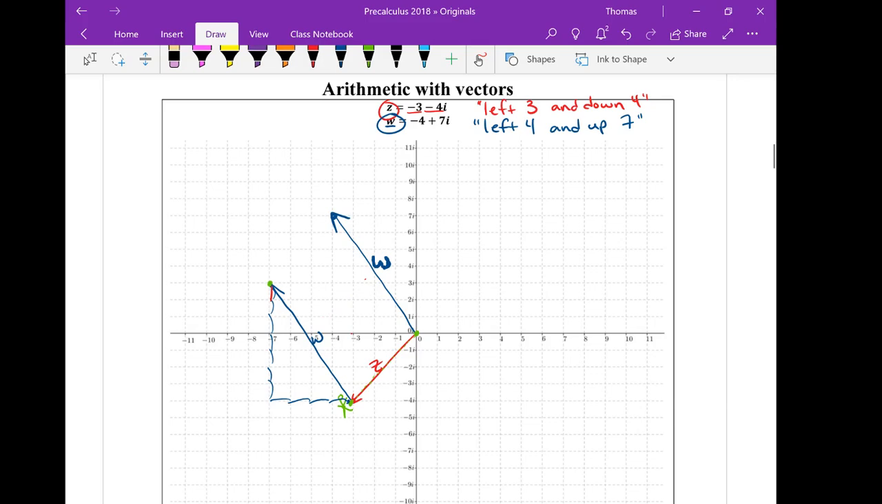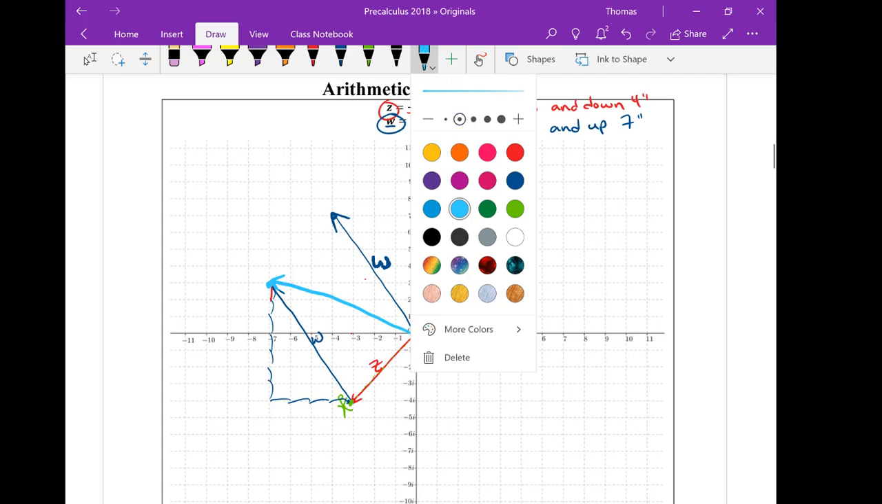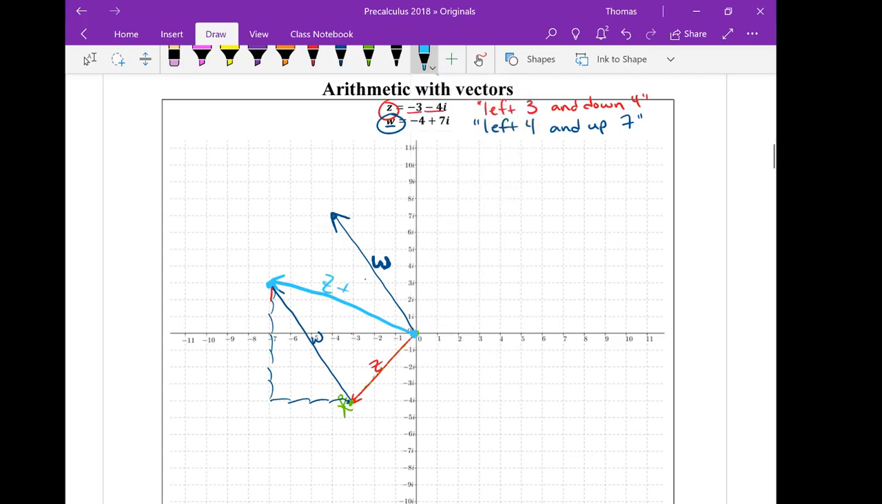So in vector terms, we have to draw our resultant, which is what happened when we went z and then went w. To do that, I'm going to start at my origin and draw a vector that goes from my origin to where we ended up, right? Like that. And that vector would be called z plus w.